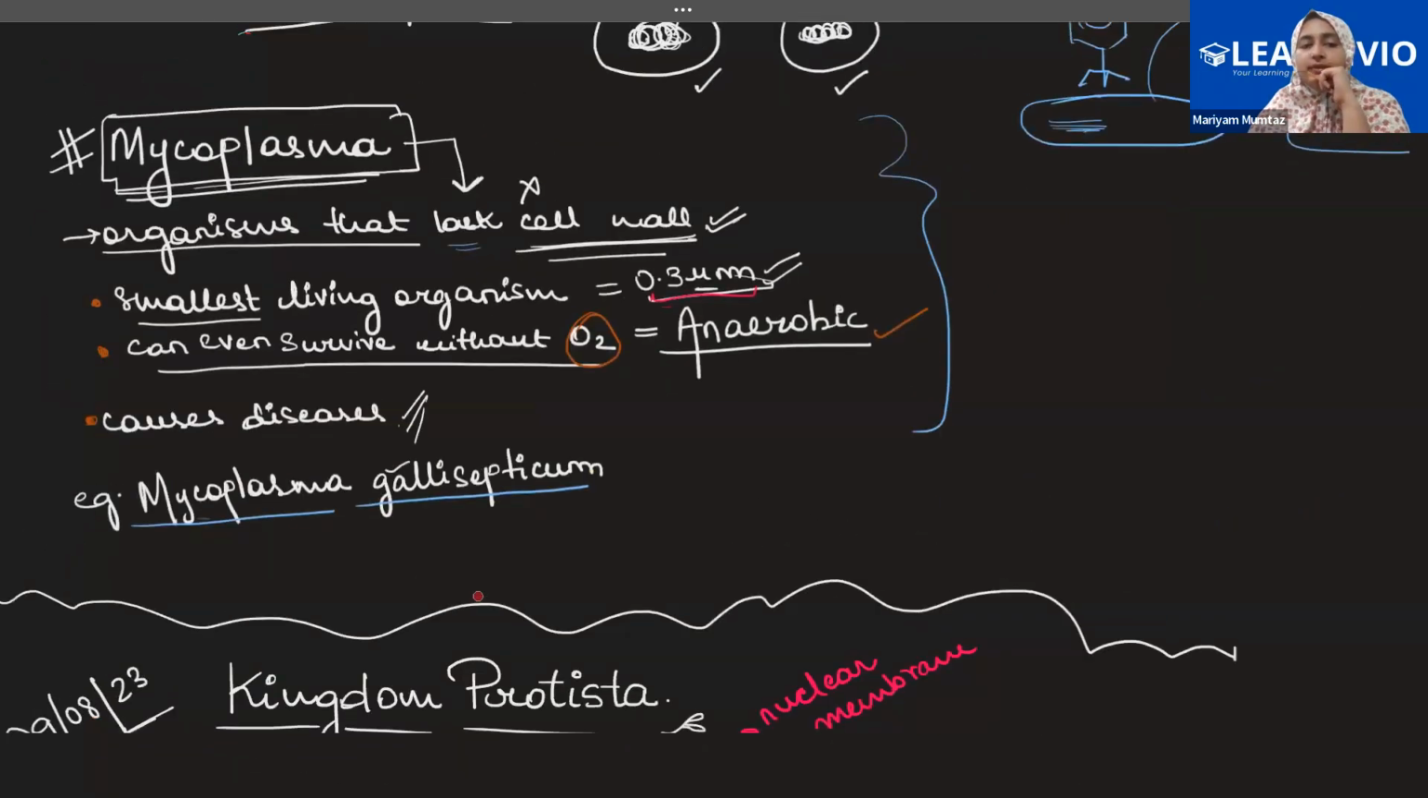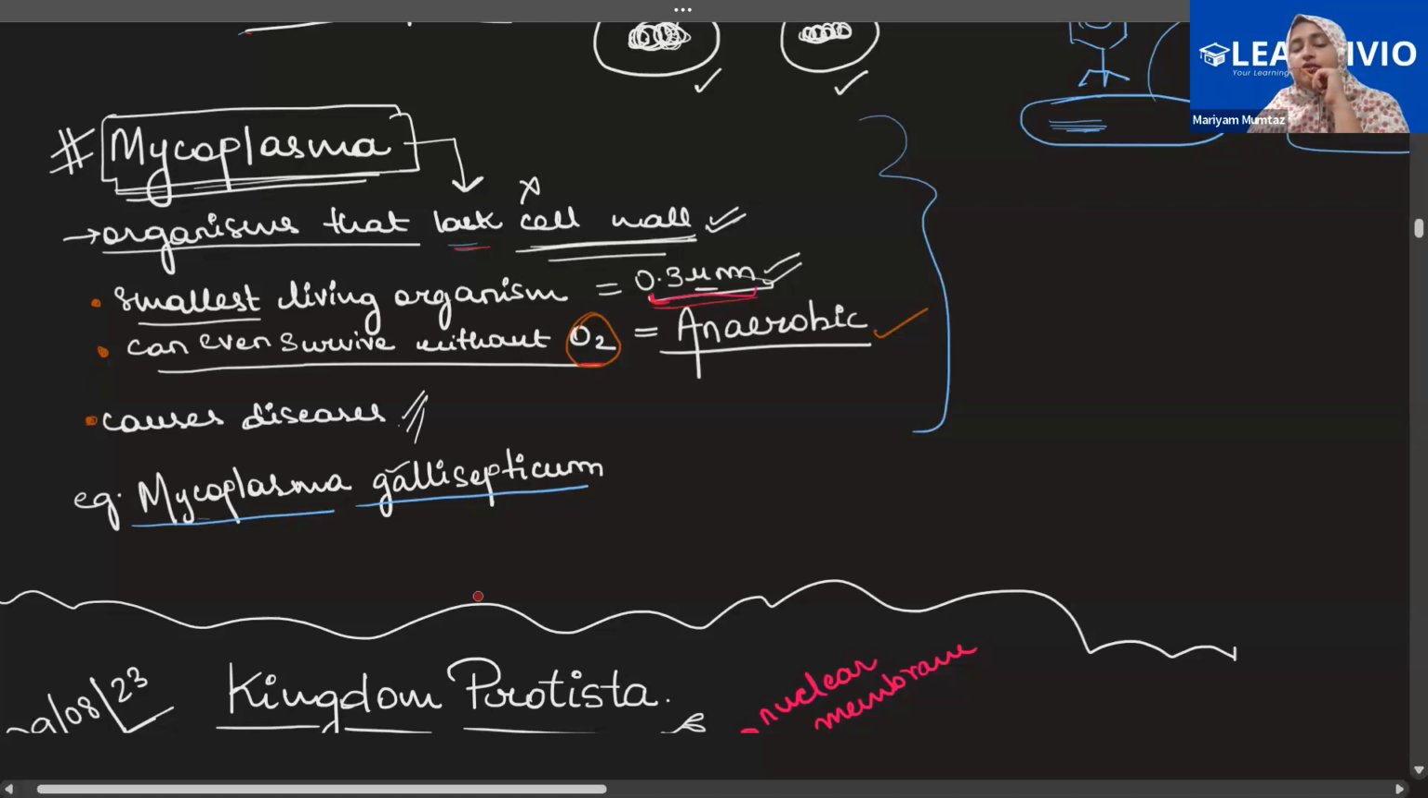Talking about mycoplasma, they are very weird creatures. They do not have a cell wall and they are the smallest living organisms. Their size is 0.3 micrometer. They can even survive without oxygen, so they are anaerobic in nature. They cause multiple diseases, and an example of mycoplasma is Mycoplasma gallisepticum. Clear? Yes, ma'am. With this, we have revised the kingdom Monera.